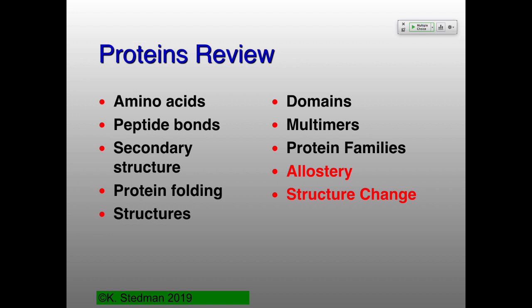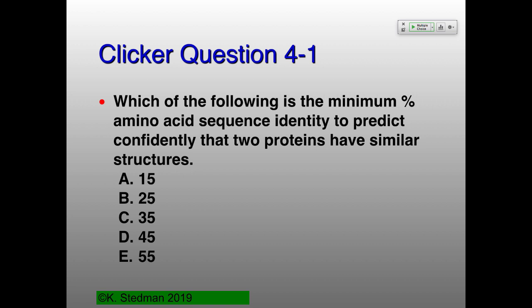Since we're done with questions, what does that bring us to? Clicker questions. Great. Which of the following is the minimum percent amino acid sequence identity to predict confidently that two proteins have similar structures: 15, 25, 35, 45, or 55? Stedman loves these kinds of questions because they're easy to come up with alternative answers for, and he hates coming up with alternative answers otherwise.